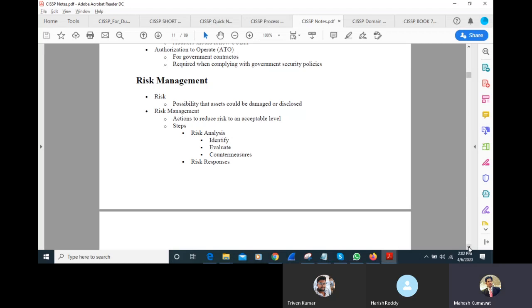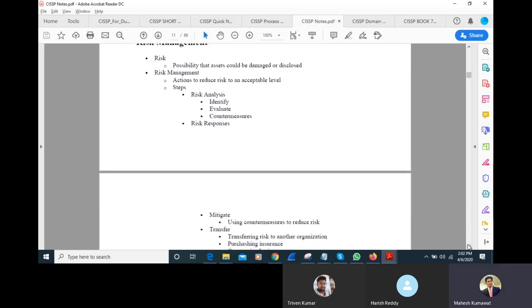So we need to take care of risk management at the same time. Risk management is actions to reduce risk to an acceptable level. So we need to perform some actions to reduce risk to an acceptable level. The first step is risk analysis. Risk analysis is identifying the risk, evaluating the risk, and countermeasuring the risk. First of all, we have to identify what type of risk it is. So identify it, evaluate the risk, and then countermeasures. How do we countermeasure the risk? The first thing is to find it out.